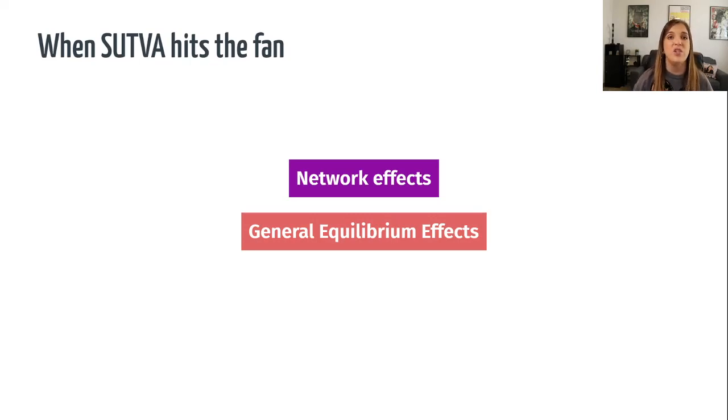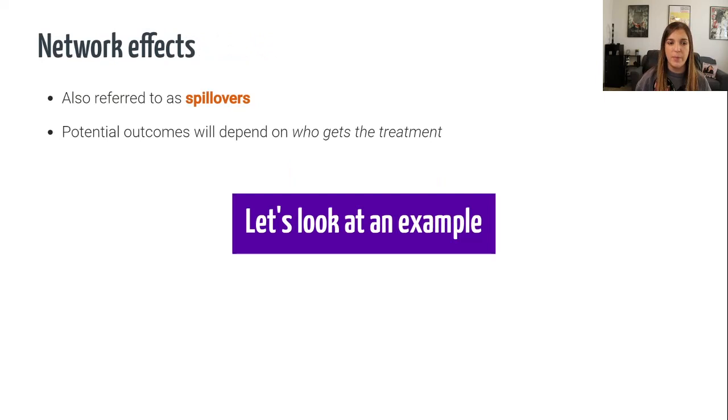And the other way that's usually seen, or especially thought of in economics, is general equilibrium effects. So we're going to see both of them. Let's talk a little bit about network effects. These are often referred to as spillovers, and basically it is when potential outcomes depend on who gets the treatment.